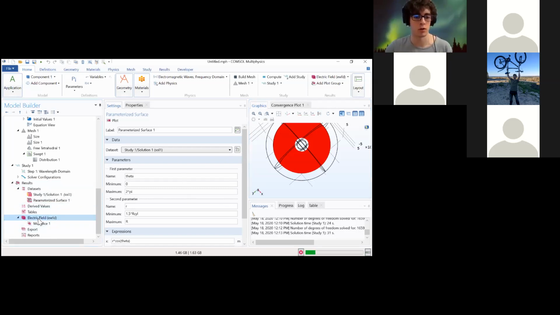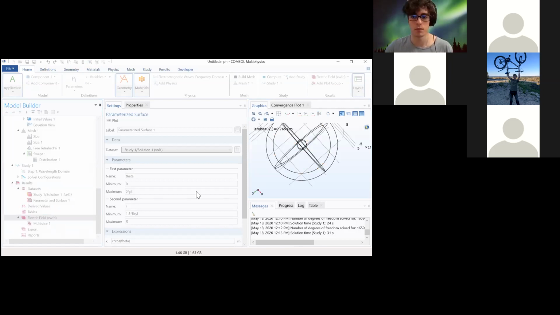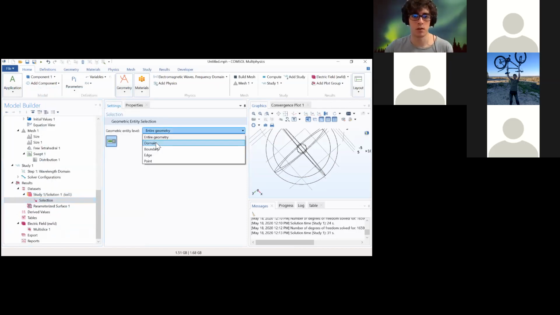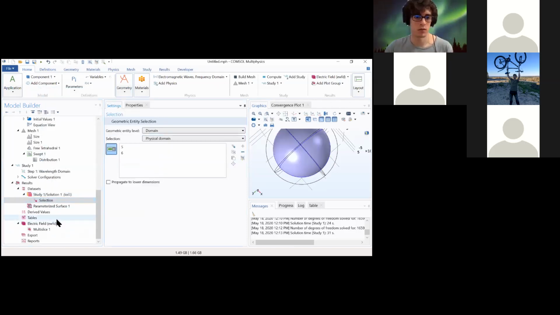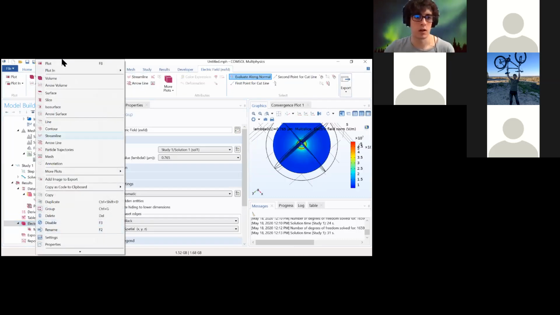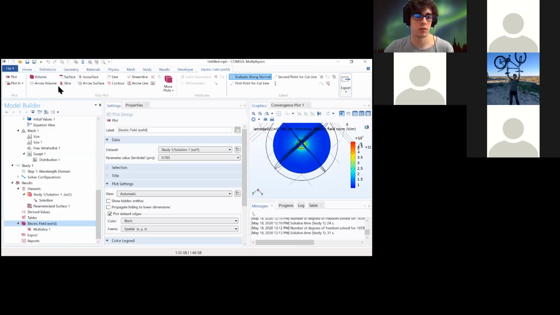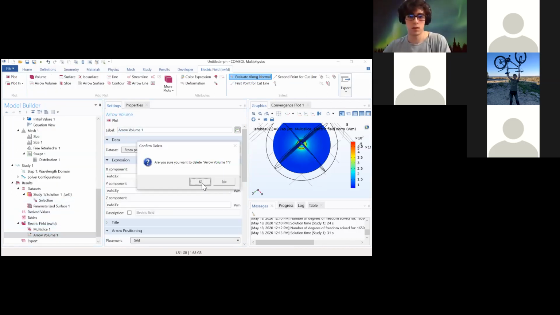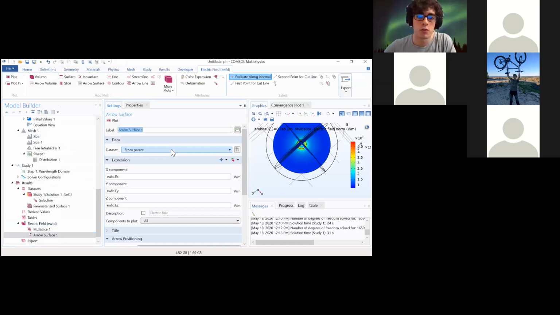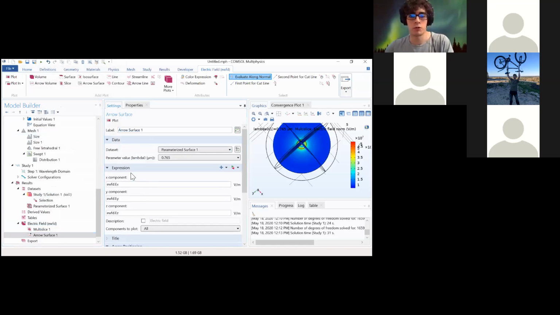So now I'm going to first plot them. I will just make a selection to avoid the PML. And here, as you see, the field distribution. And now I will make also another surface in the parameterized surface that I just defined, and I will just plot the fx and fy and fz components of the force.